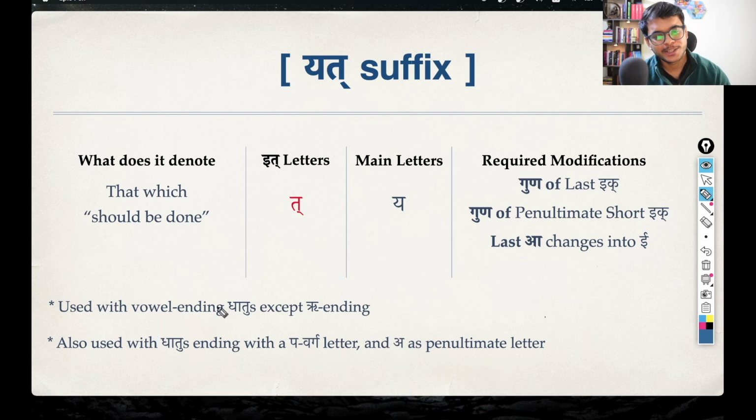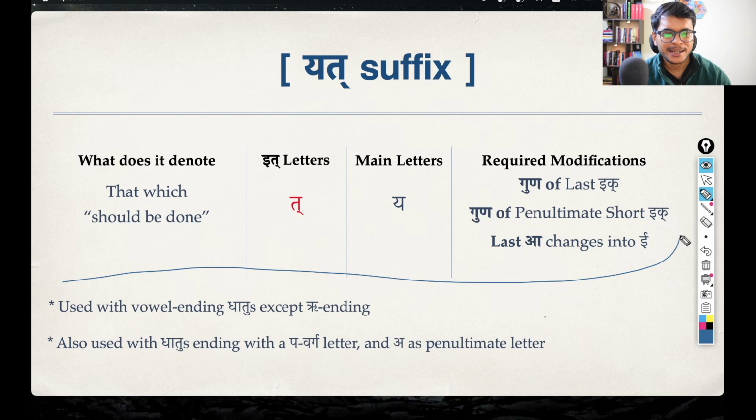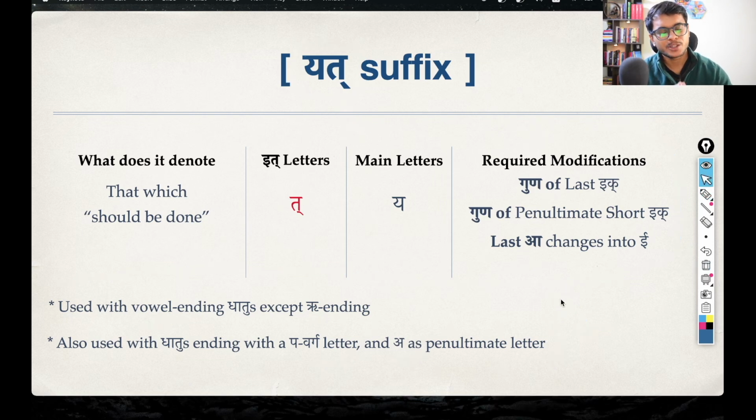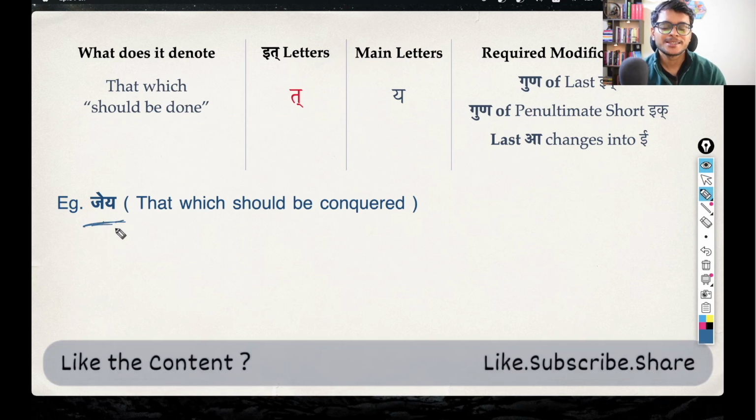Okay, so quite a handful of things, but just take note that this required modification is what this suffix is going to do to the dhatu, what changes it is going to do to the dhatu. And then these two conditions are basically telling what kind of dhatu is going to use this suffix. So if the dhatu is ending with any vowel except the rikara, and if the dhatu is ending with any pa varga letter with a as a penultimate letter, then such kind of dhatus are going to take this particular suffix, yat suffix. Okay, so I hope this is clear, and it will get clearer once we start with the example.